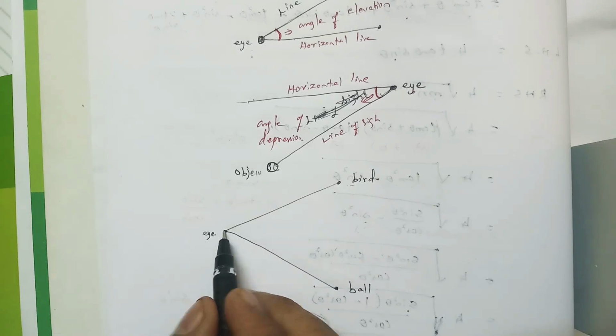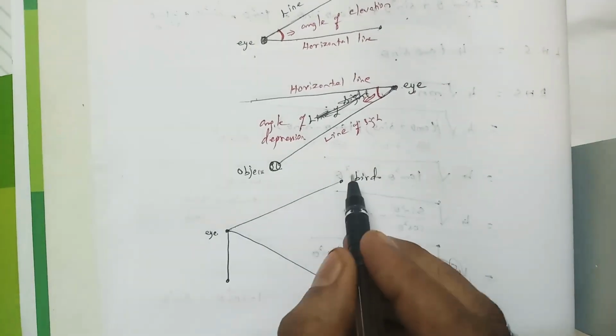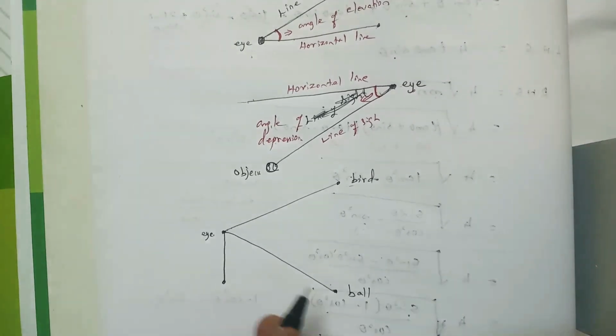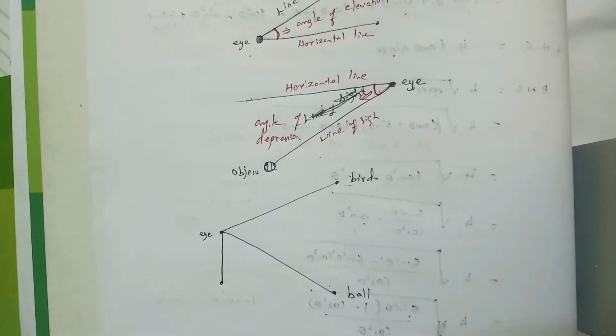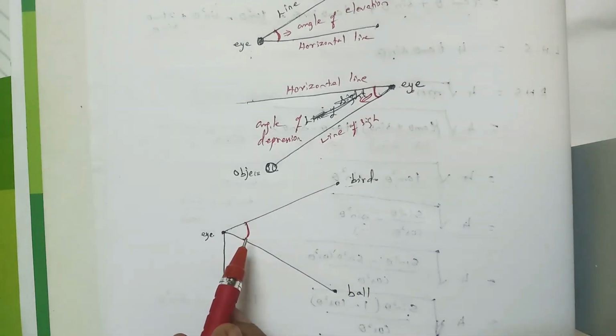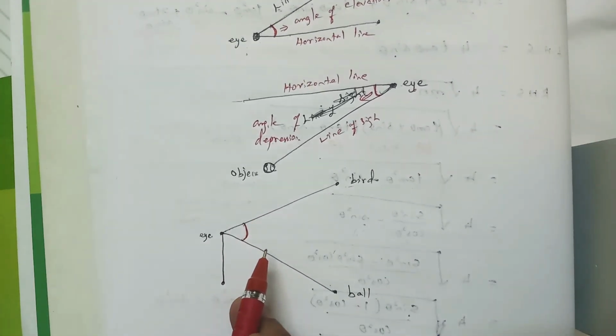You are observing one bird, so this is the line of sight, and you are observing a ball, and this is also a line of sight. In between, we are getting an angle. Is this the angle of elevation or the angle of depression?